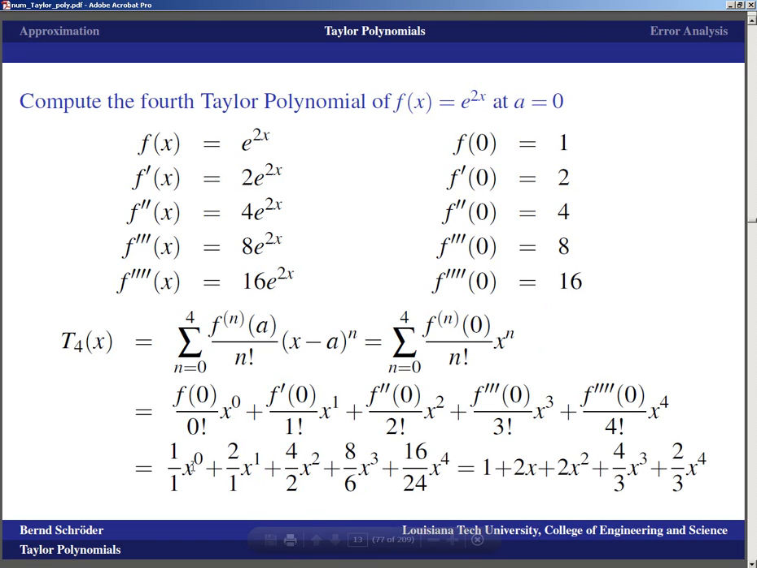And if we simplify that, we realize that this here is a 1. 2 over 1 x to the first is, of course, just 2x. 4 over 2 x squared is 2x squared. 8 sixths x cubed is 4 thirds x cubed. And 16 over 24 times x to the fourth is 2 thirds x to the fourth.